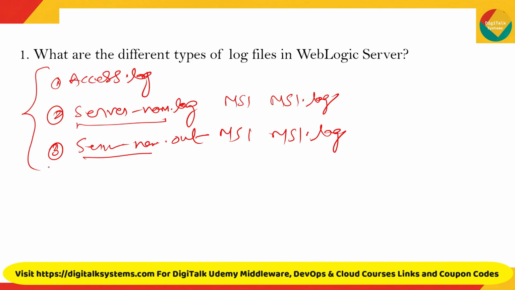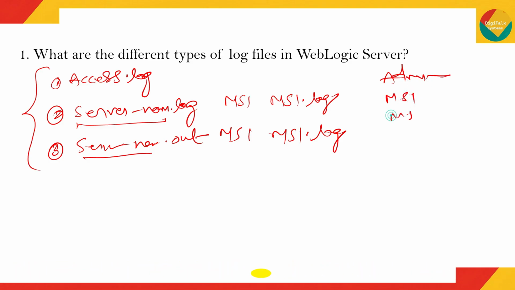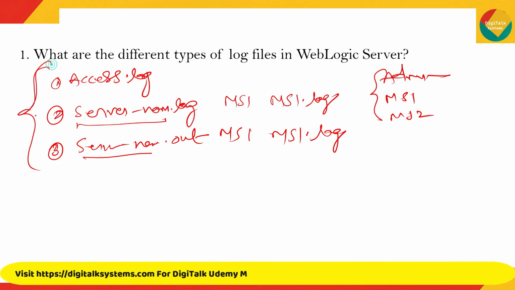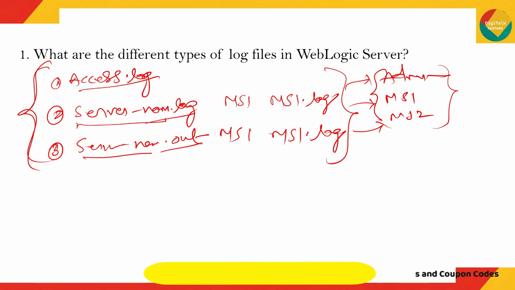So these are the three different log files for each and every server. Like you have an admin server, then you have a managed server. If you have two managed servers like this, you will have corresponding log files for each and every server. Now, what is the purpose of these files: access.log, .log, and .out?